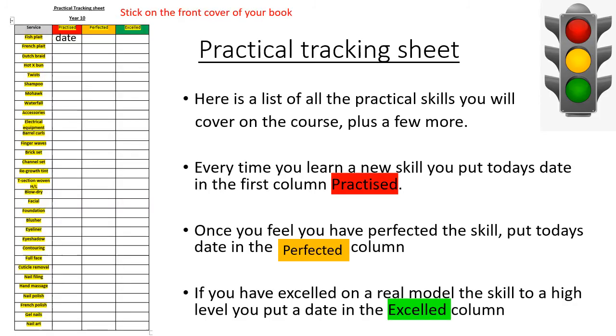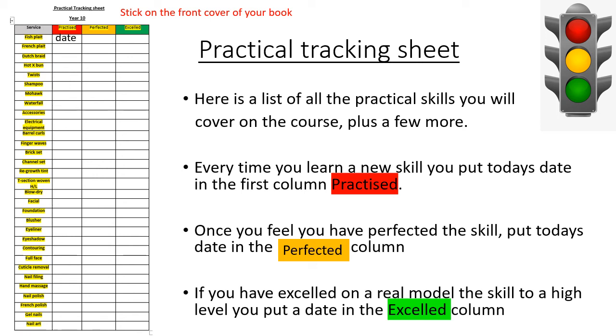And then what I have here is a practical tracking sheet on the left hand side. So I stick that in the front of their books, and every time they practice a new skill, they will put down the date. So today they're going to practice a fish plat for their practical part of the lesson, and they will put in the date that they practiced it, and they will keep practicing it until they get to green. So the next time they practice it, they might still be red.